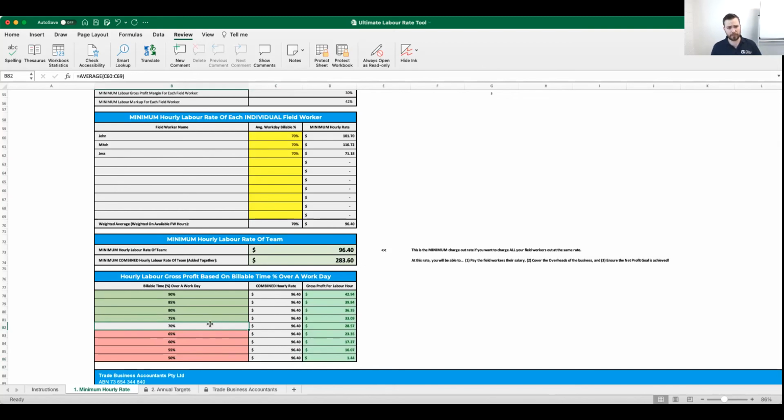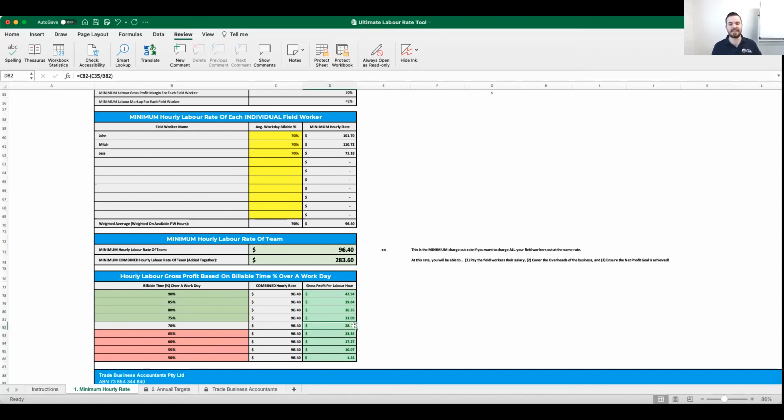Now, if we go the other way and you're a bit pessimistic, but you actually perform better, if you were actually 80% billable versus the 70% that you've assumed, you've gone from $28 in gross profit to $36. If you're 90%, if you actually hold 20% better, that's $42 in gross profit per hour versus $28.